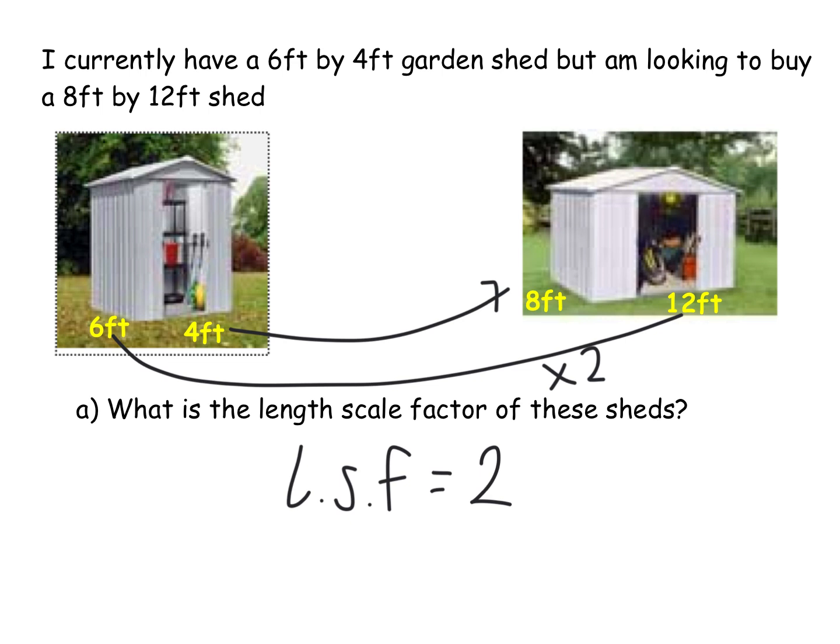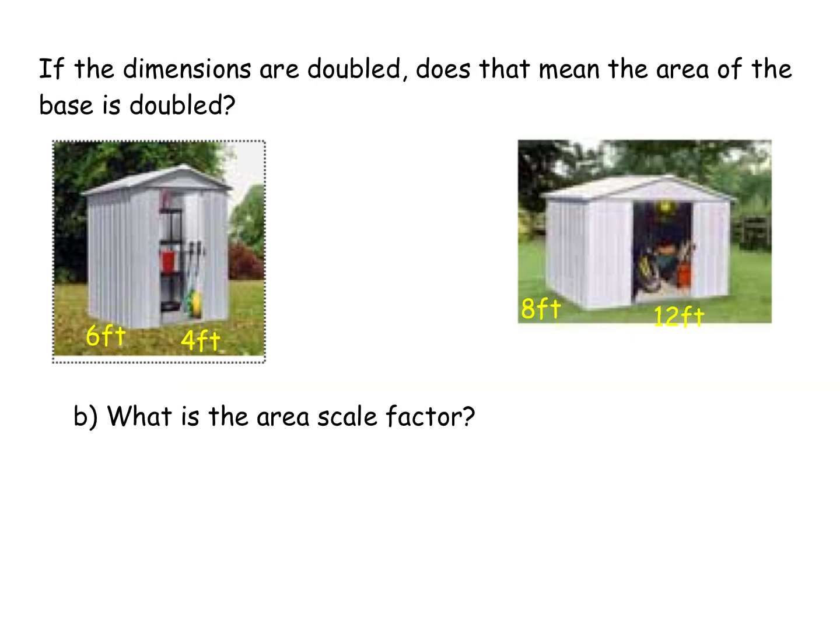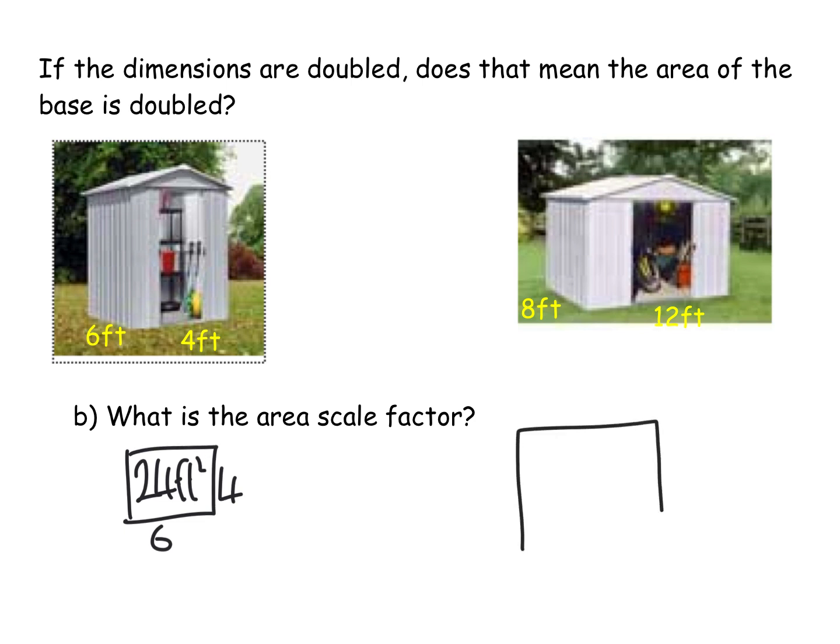But did I double the area in this shed? That's the question. This is what the argument was about. I said, well, let's look at the area of the bases. The area of the first shed, which is 6 by 4, is 24 square feet. And the bigger shed, which has a base of 8 by 12, well, 8 times 12 is 96. So that would be 96 square feet.